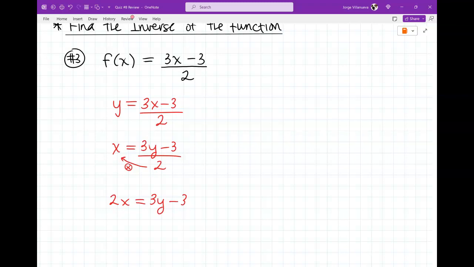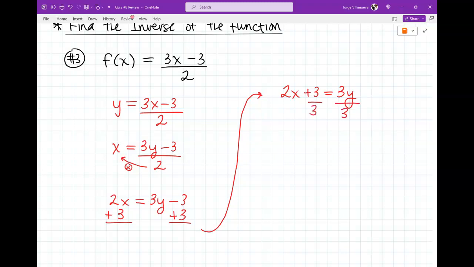Add 3, right? I want to add 3, because that minus 3 right there is messing everything up. I'm going to go over here to this side. I get 2x plus 3 equal to 3y. One more step. What do I do to get y by itself? Divide by 3, right? So here we go. I get 2/3 x plus 1 equals y.